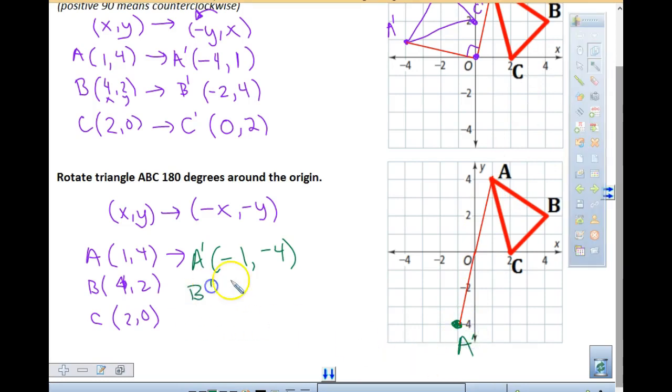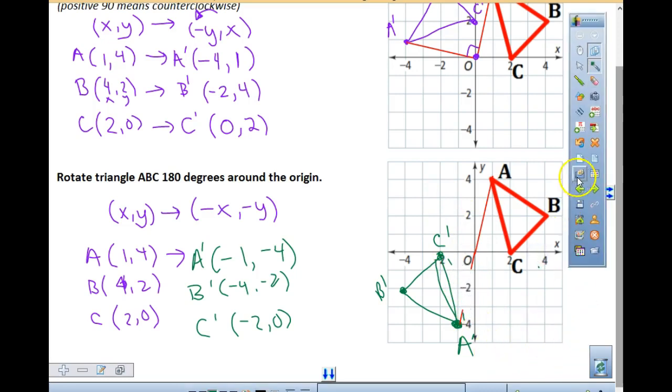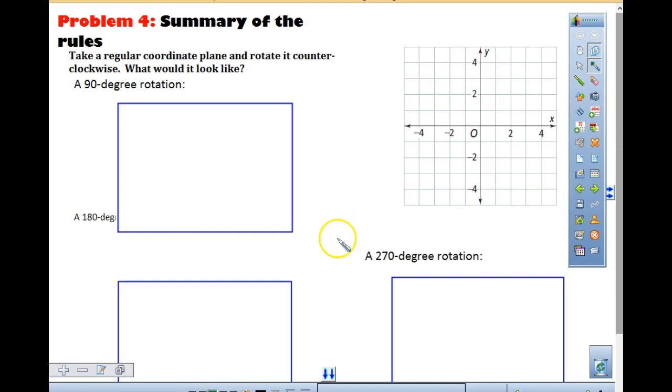I'm now going to do B prime, negative 4, negative 2. Negative 4, negative 2 gives me my B prime, and C prime should be at negative 2, 0. Each time make sure you're labeling them with the A prime, B prime, C prime as I'm looking at those, and try and draw as accurately as possible. And as you can see, sometimes I struggle with that, but you can use the edge of your workbook, the edge of your notebook as you are doing these.